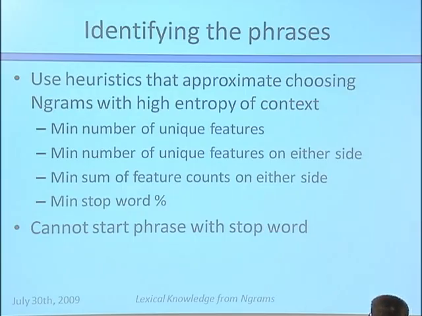So what we do to identify the phrases in practice is to use heuristics that approximate choosing Ngrams with a high entropy of context. So we want to look at things like minimum number of unique features, features on either side, minimum sum of feature counts. We also want to ensure a minimum stop word percentage for the phrase, because we kind of use the idea that atomic phrases can be glued together by stop words. So we want to have a minimum number to get an idea that it's a phrase. We also don't want to start a phrase with a stop word.